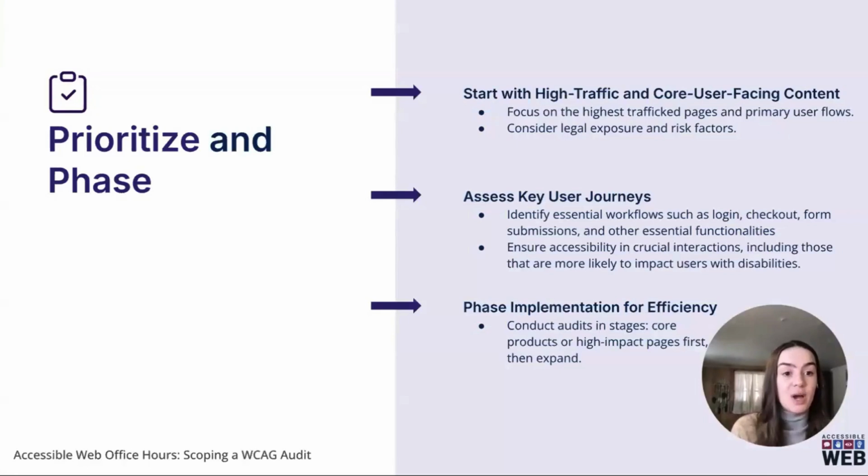When this is the case, you might want to identify essential workflows or user journeys, such as the login, checkout, purchasing flows, form submissions, and other critical functionalities so that you can prioritize them for assessment first. This can help you verify accessibility in crucial user interactions, including those that are more likely to impact users with disabilities, like that accessibility get help page that I mentioned. Obviously, if you're trying to encourage your users to reach out for assistance if they encounter a barrier, you don't want there to be barriers getting to your accessibility page and submitting that form.